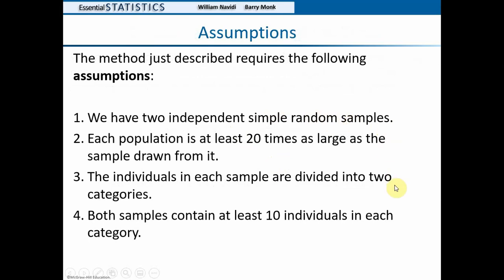So these are very similar. Our assumptions are very similar to hypothesis testing that we covered just a few minutes ago. Two independent simple random samples. Each population is at least 20 times as large as the sample drawn from it. The individuals in each sample are divided into two categories. Both samples contain at least 10 individuals in each category.